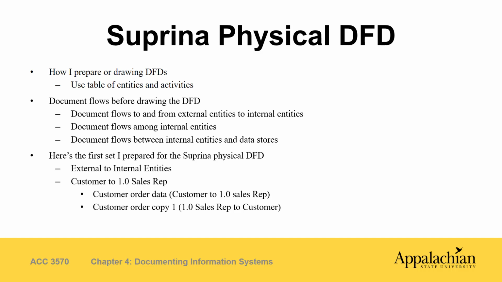So you've got your customer external entity to 1.0 sales rep. The first flow is your customer order data, customer to 1.0 sales rep, and then customer order copy, 1.0 sales rep to customer. And then I would have stopped here and said, I'm going to give you a few minutes to document the rest of your data flows. I'm going to pause a minute, and I really recommend you pause the video and work like you would in class. I would have given you 5 to 10 minutes. And I wouldn't have put it on the board.